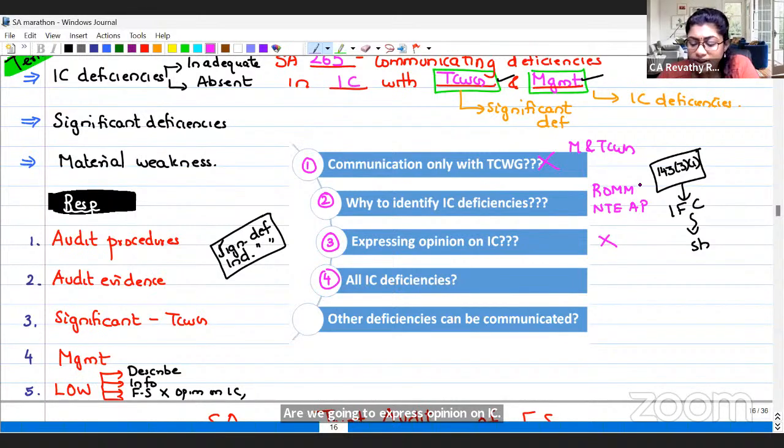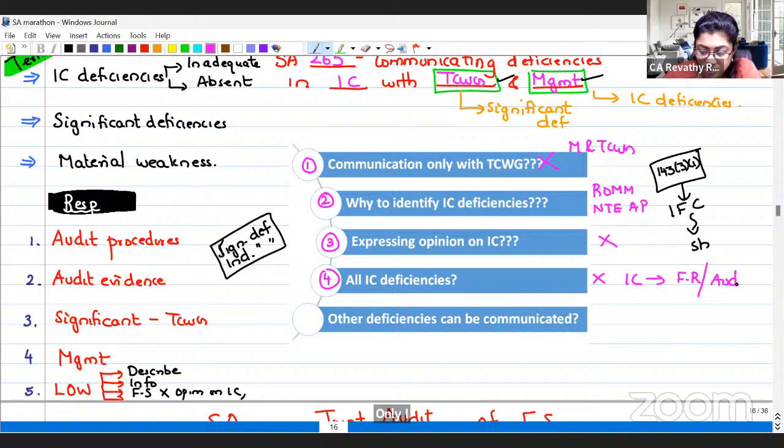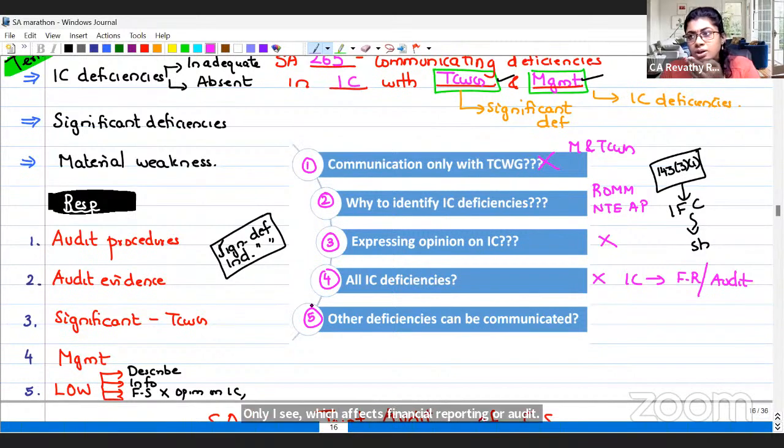Are you going to identify all IC deficiency? No. Only IC deficiency which affects financial reporting or audit. Can we communicate other deficiency other than affecting audit and financial? Answer is you may.